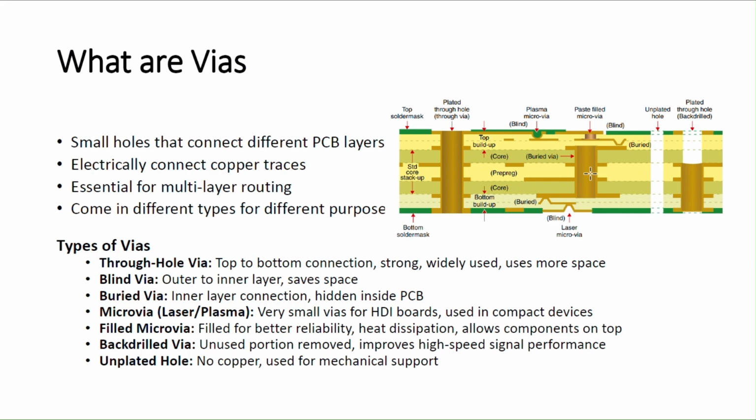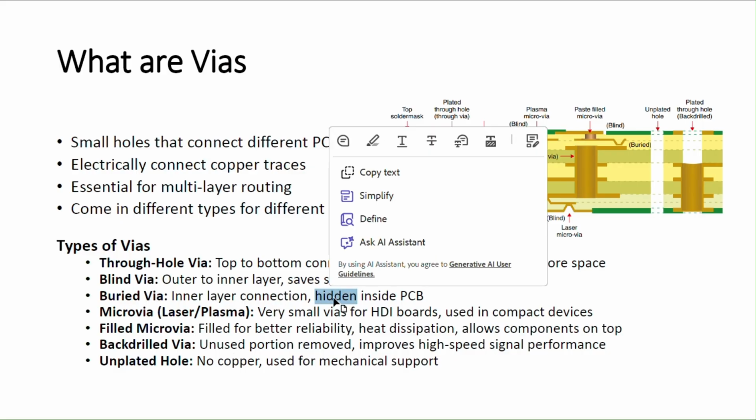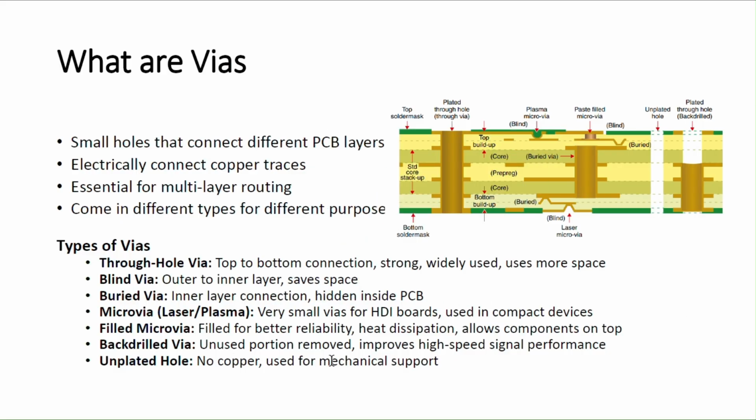As the name suggests, you can easily distinguish the blind wire and buried wire. Blind wire means one side you can see, the other side you cannot see. With a buried wire you cannot even see the wire, because it is buried inside the PCB. Like here I mentioned, hidden inside the PCB.